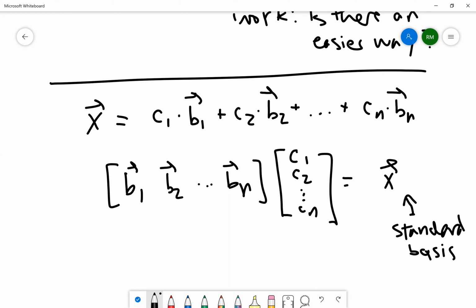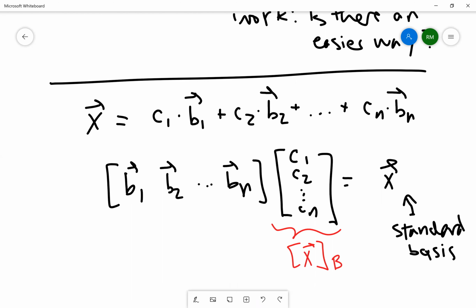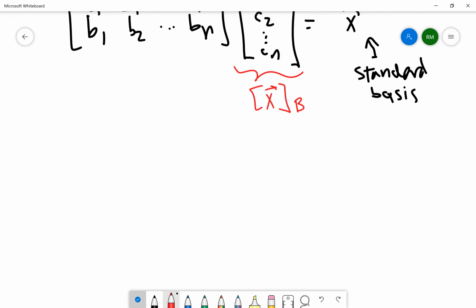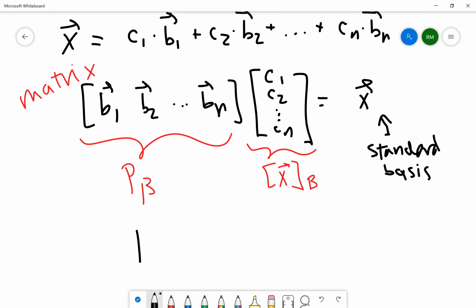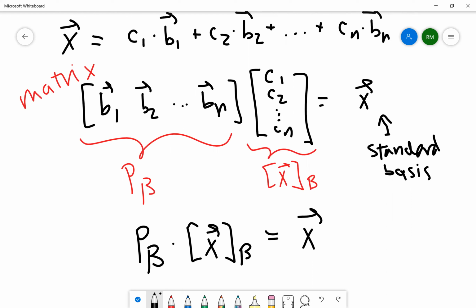But if I look closely, I see that this piece right here is actually the coordinate vector of x relative to beta. So what this tells me is that if I call this matrix right here P beta, then what I conclude is that P beta times my beta coordinate vector is equal to x in the standard basis. So we call this matrix the change of coordinates matrix.